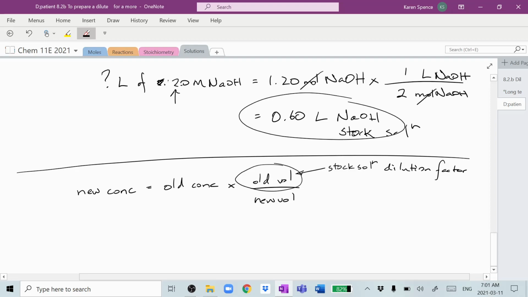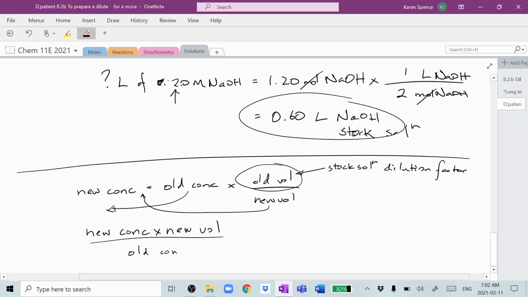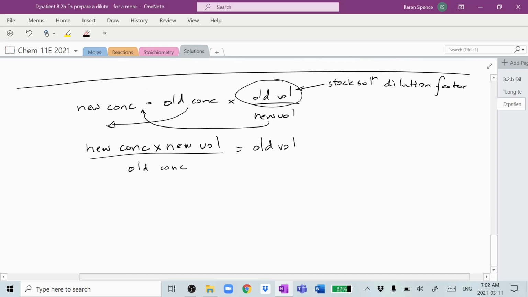So you can solve this. You can say my new concentration times my new volume, and then I'm going to bring my old concentration down to the bottom, over my old concentration is equal to my old volume. I don't think this saves you any time, quite frankly, but you can do it this way if you want to.